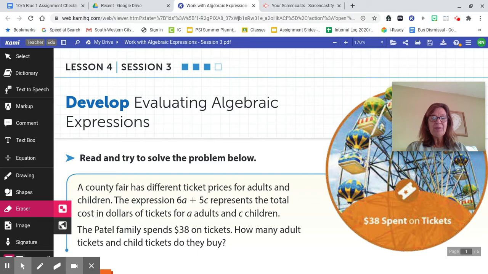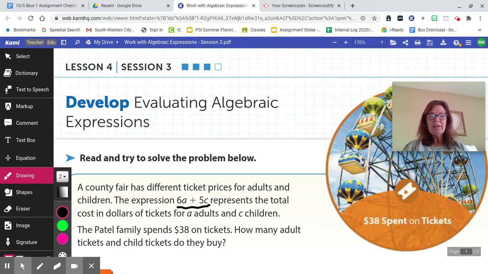So I'm going to think about what information they've told us. They give us this expression, 6A and 5C. I want you to think about what that represents. Well, they told us A stands for the adults. So I wonder what the 6 stands for. If A is the number of adults, then 6 must be the cost of each ticket, and therefore the C is the number of children. The thing that varies is my number of children. The thing that is constant is that each child ticket is $5.